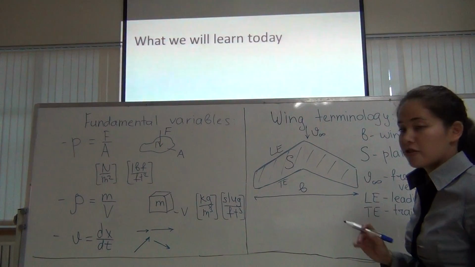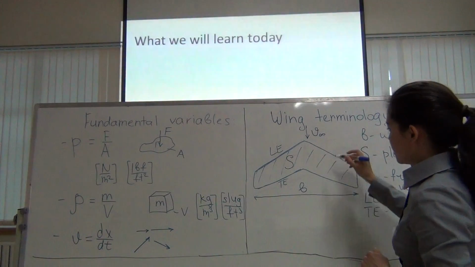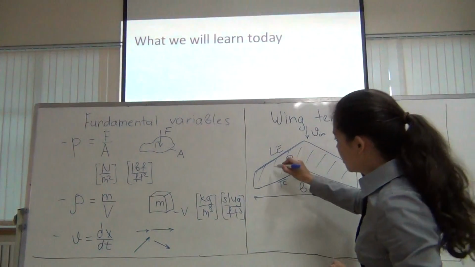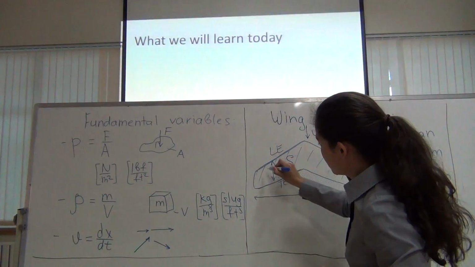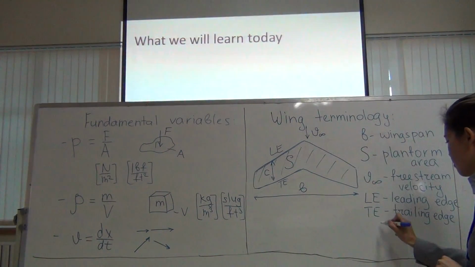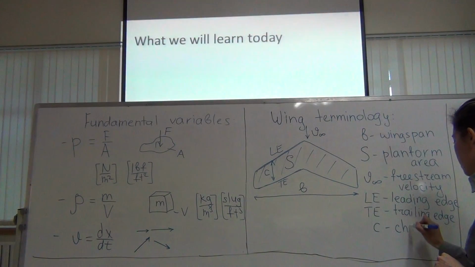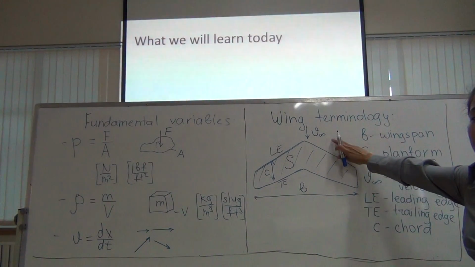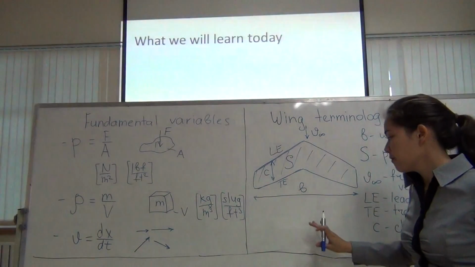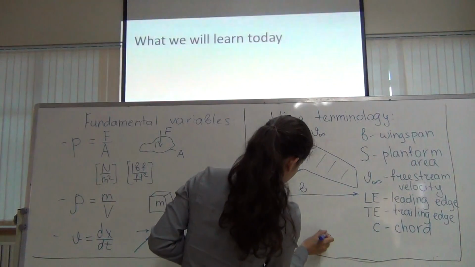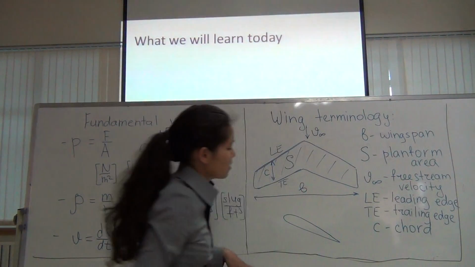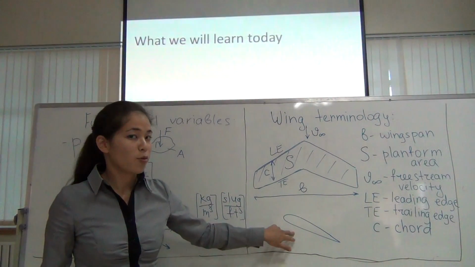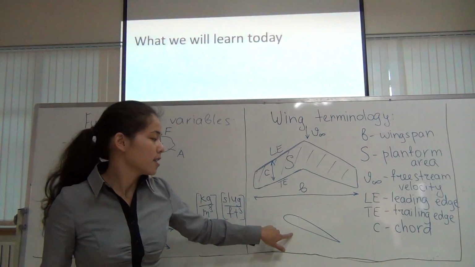Okay, and the last variable that we will use today is the distance between the leading edge and the trailing edge. It is called chord and is denoted by C. So C is chord. Alright, so this is the top view of the wing, but let's look at the wing from the side. So if we cut out a section of the wing, we will have a shape like this, and you will learn today why wings are shaped like this.